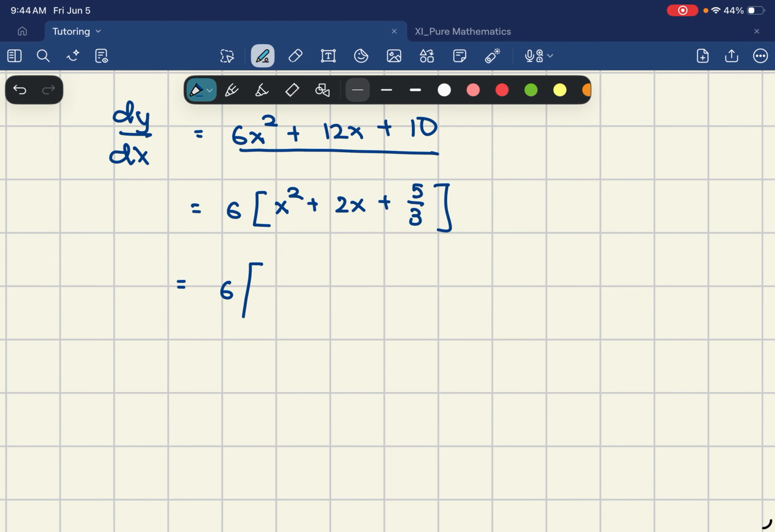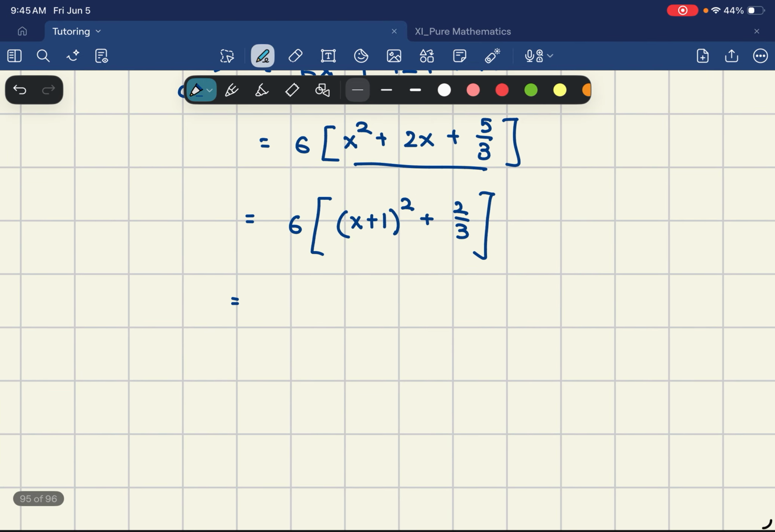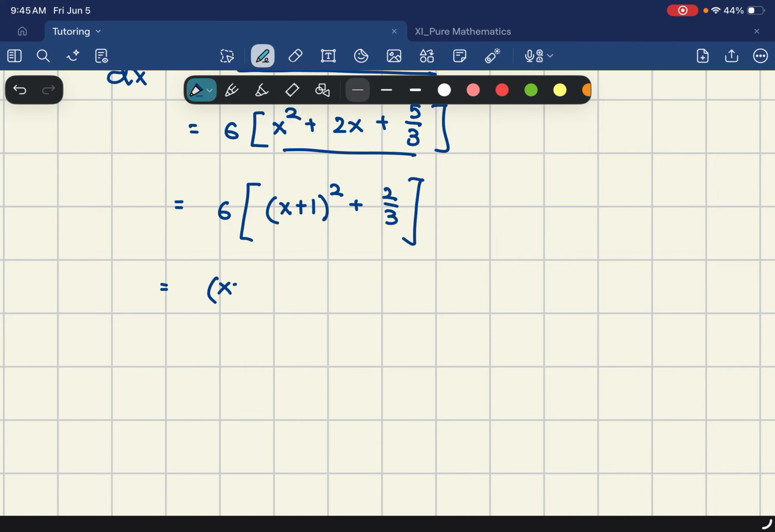Now I can write this part, and please refer to the videos about completing the square. I can write this as x plus 1 squared plus, if you complete the square here, I believe you should get 2 over 3. That is what you should get when you complete the square. And if you multiply everything in, you should get 6 times x plus 1 squared plus 6 divided by 3. This is 4, right?